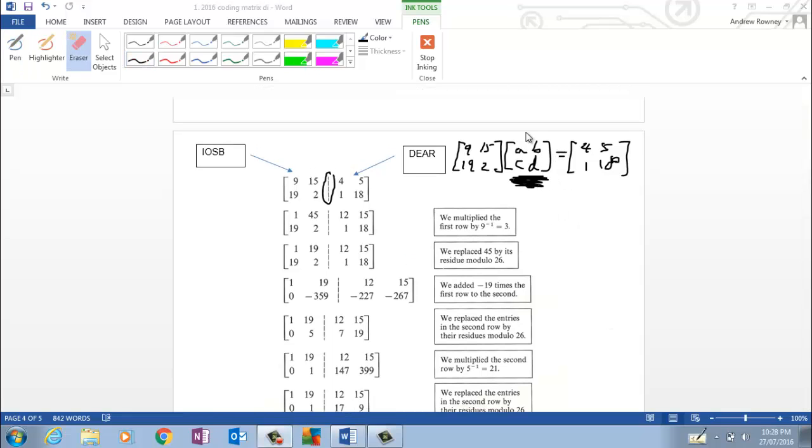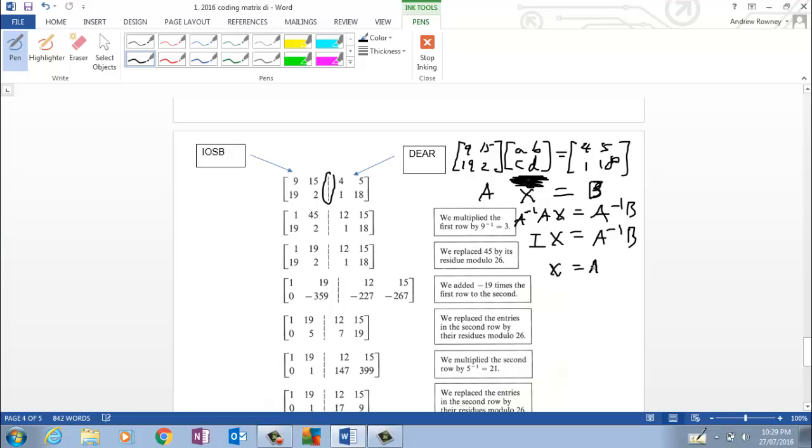Now to get that ABCD coding matrix, we could use the inverse. If we consider this to be matrix A, the unknown X, and that B, we could pre-multiply by the inverse on both sides. So we have A^-1 times AX equals A^-1 B. A^-1 times A is the identity. Identity times X is A^-1 B. And identity times X is X, which is what we're trying to find.